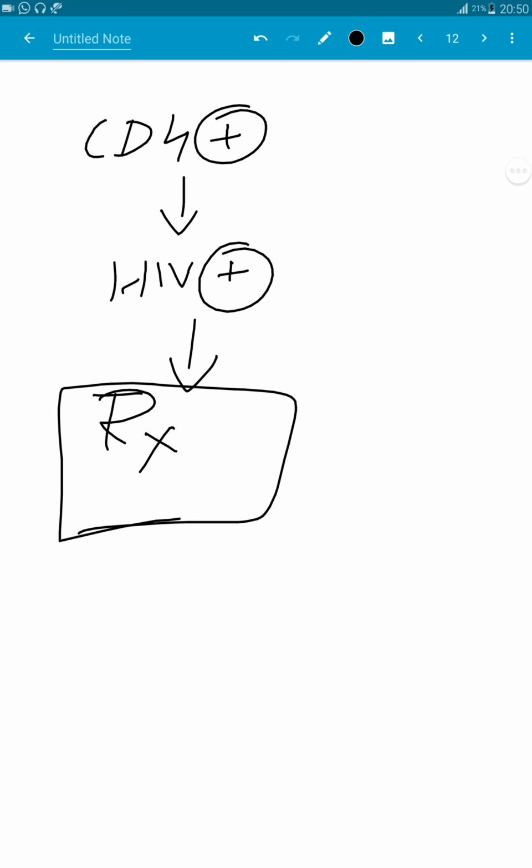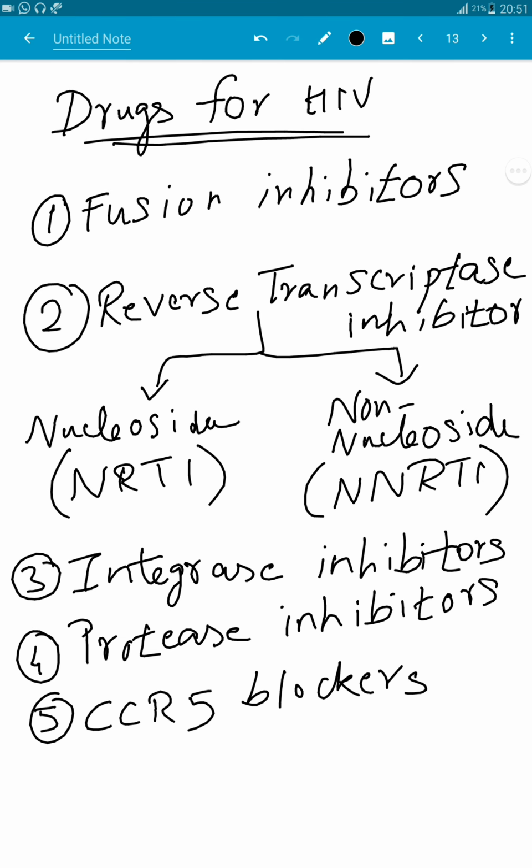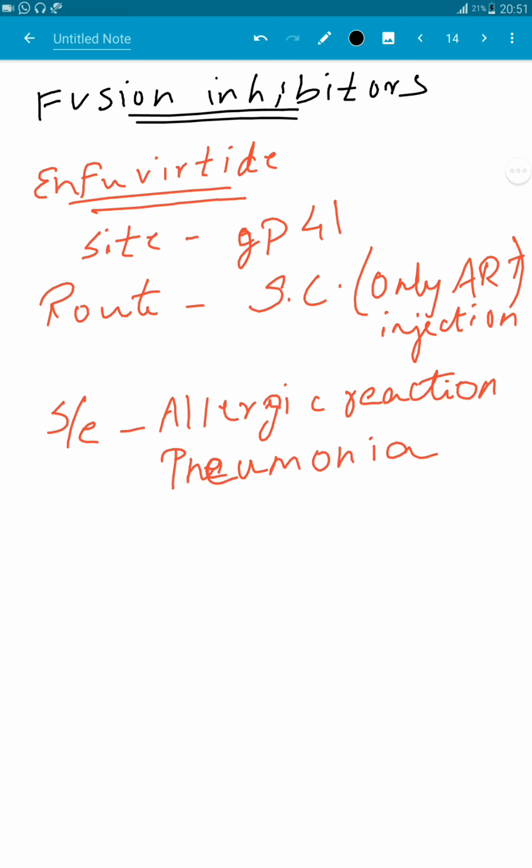Then we can discuss the pharmacology of the drugs used for HIV: fusion inhibitors, reverse transcriptase inhibitors, both nucleoside and non-nucleoside, integrase inhibitors, protease inhibitors, and CCR5 blocker. We can talk about them in detail. First, fusion inhibitors. In fusion inhibitors, there is only one drug, enfuvirtide. The site is GP41, and it is the only available injectable ART, antiretroviral therapy, given subcutaneously. Which drug is the only injectable ART, subcutaneous? Enfuvirtide, and the side effects are allergic reaction and pneumonia.